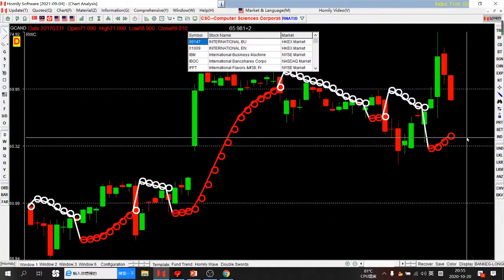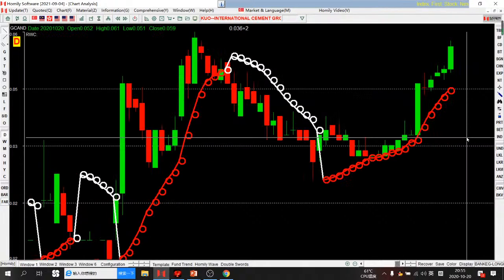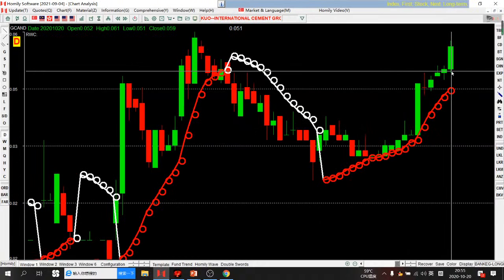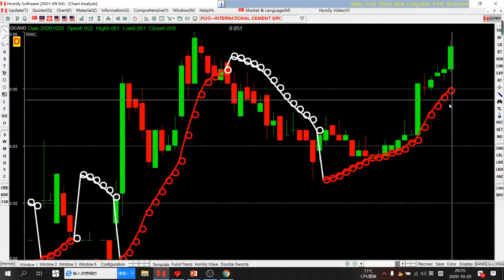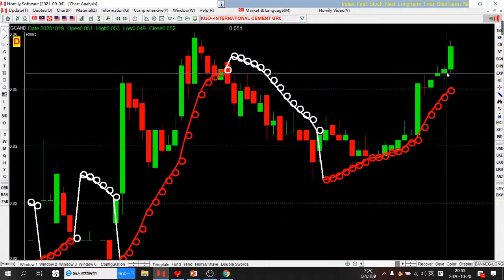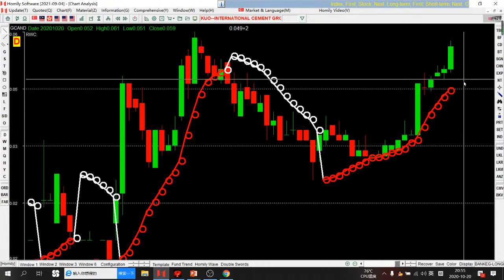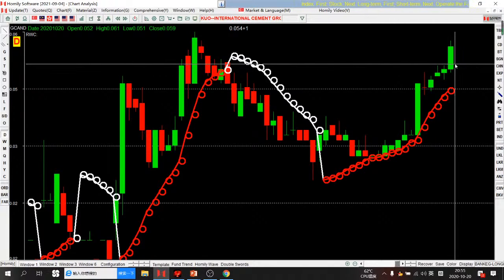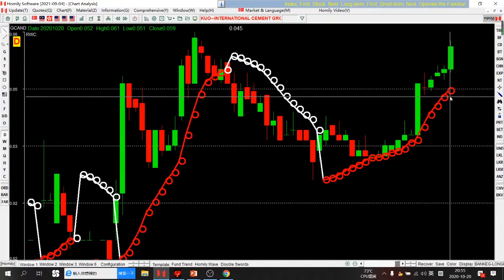International. Okay, the last stock is this International Cement Group. So this stock is still red circle. Yeah, so you can continue to hold the share, still moving up quite well. So you can just continue to hold the share.